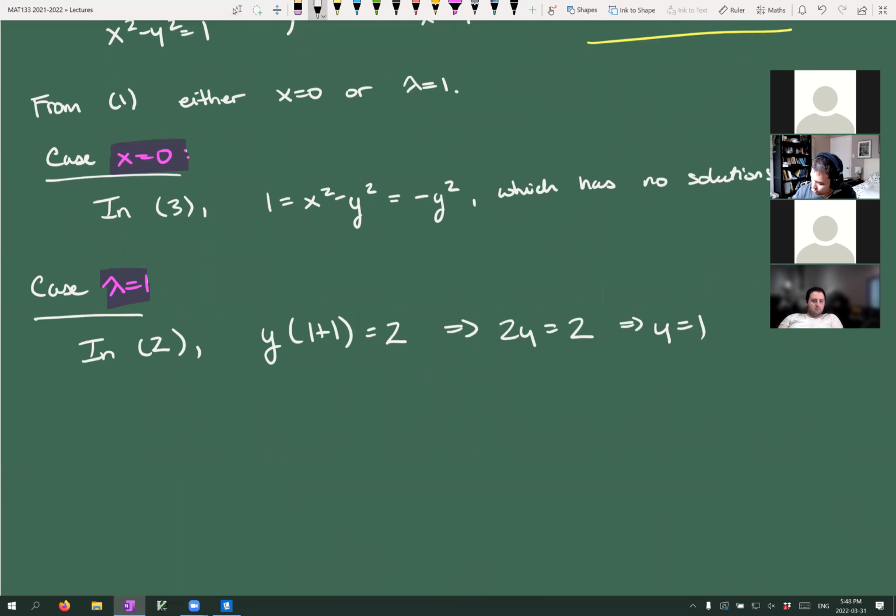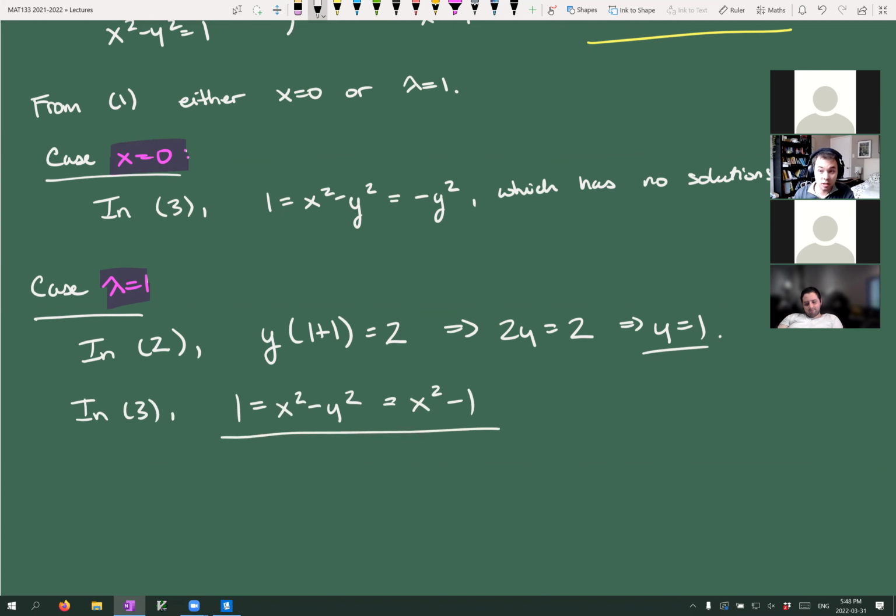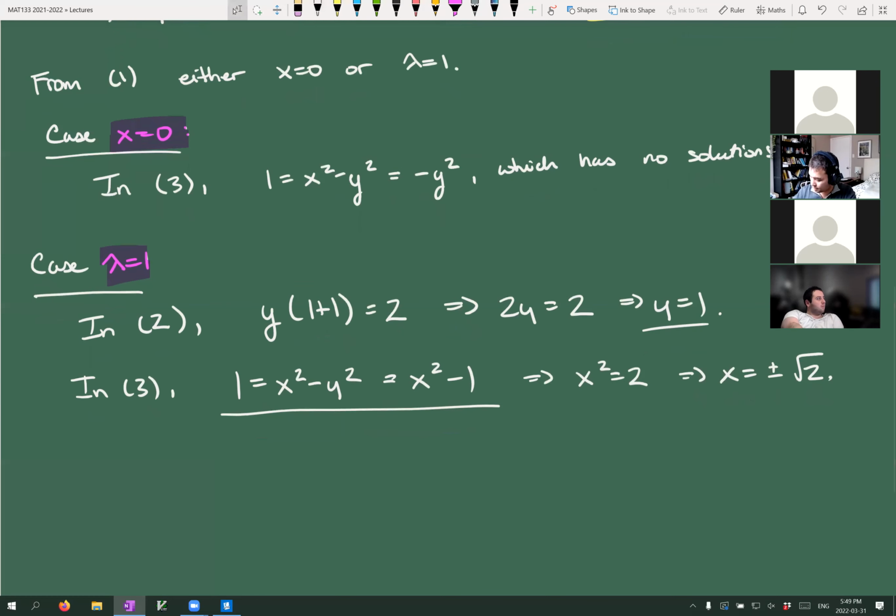Okay, so we've found now that y is equal to 1. So now I'm going to plug this into equation 3. So I get 1 is equal to x squared minus y squared. But we know what y squared is. So that's going to be x squared minus 1. And I can solve this equation for x squared, and then I can solve that for x. Right? And there we have it. I'm done. I've now exhausted all of my cases, and I found two solutions. Thus, there are two solutions, plus or minus root 2 and 1, like that.